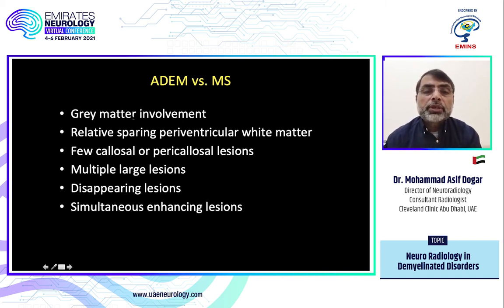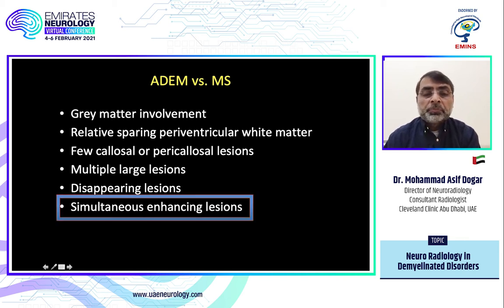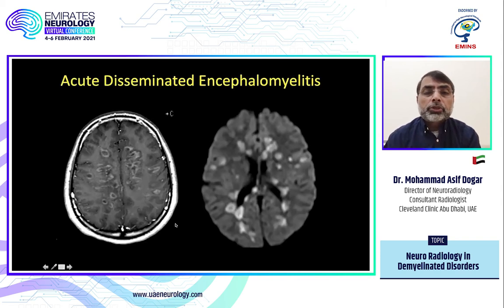So as we already said, ADEM can involve more gray matter. They can spare the periventricular region, corpus callosum, and the pericallosal area. There are multiple large lesions, and simultaneously they enhance. So this is more specific of ADEM as compared to MS. So here's a typical case of ADEM. You can see all of these lesions are enhancing.